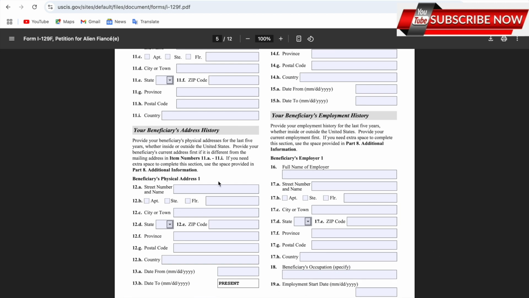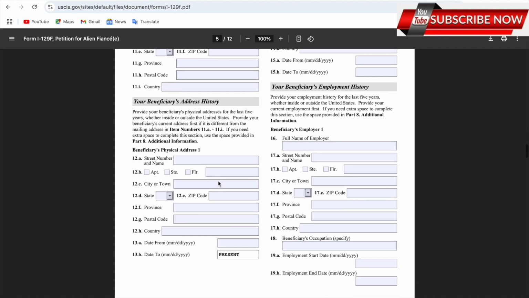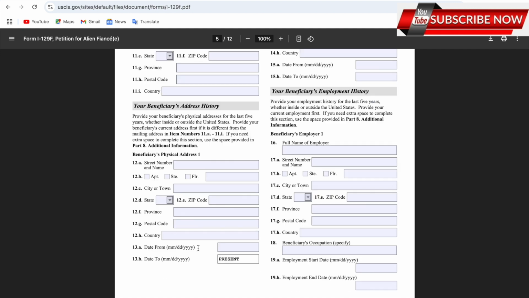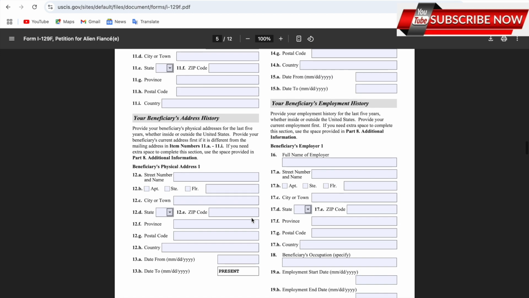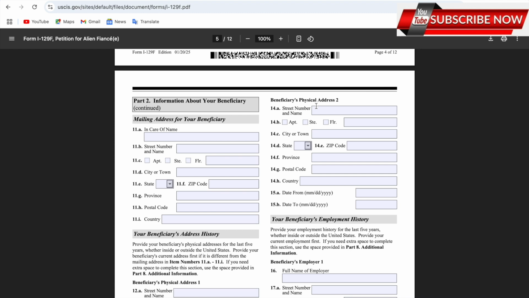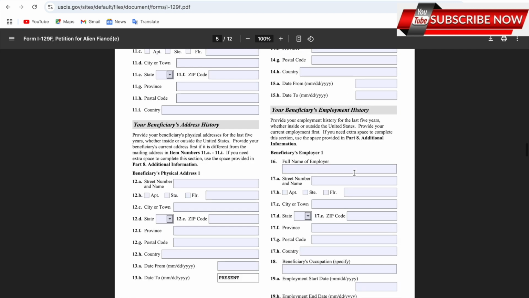And it says your beneficiary's address history, their physical address. If it is the same as your mailing address, you put it right here too. You put their physical address right here. So, date from so and so. You always put in their current address, the current physical address right here. You just leave this place blank, because if it is present, or if you want to put in the past places that they lived in before, it's not necessary, so you just leave it blank.